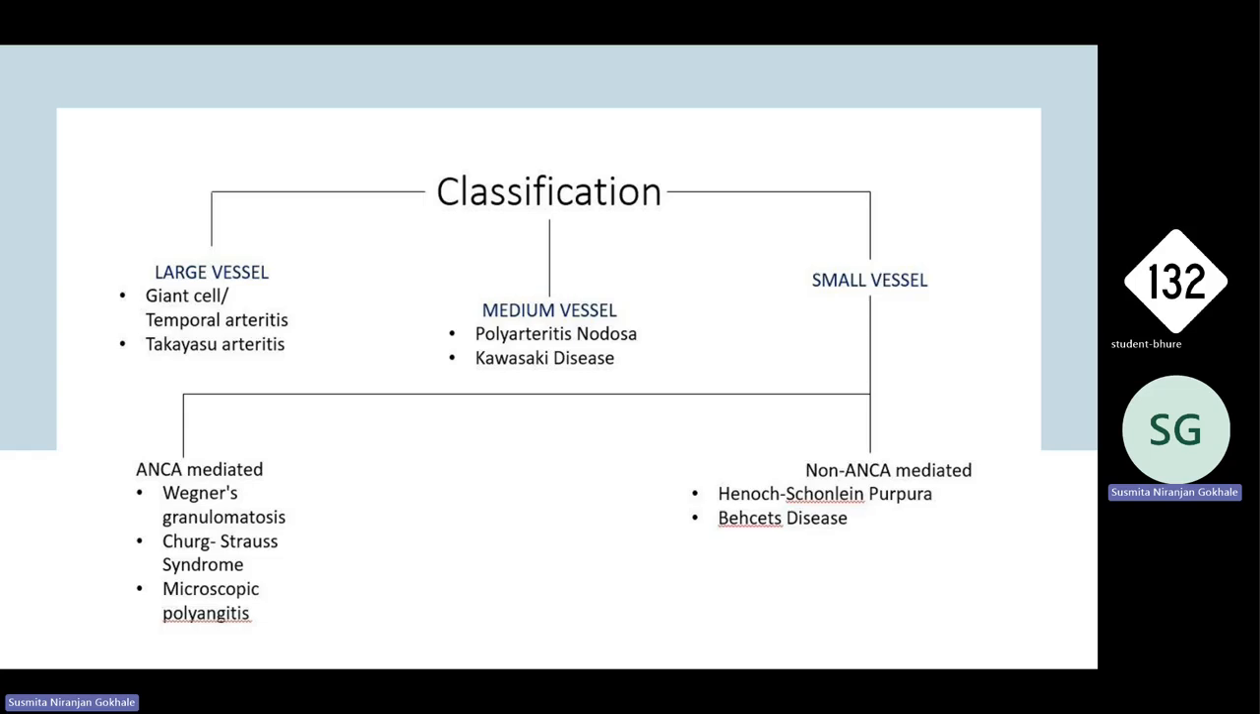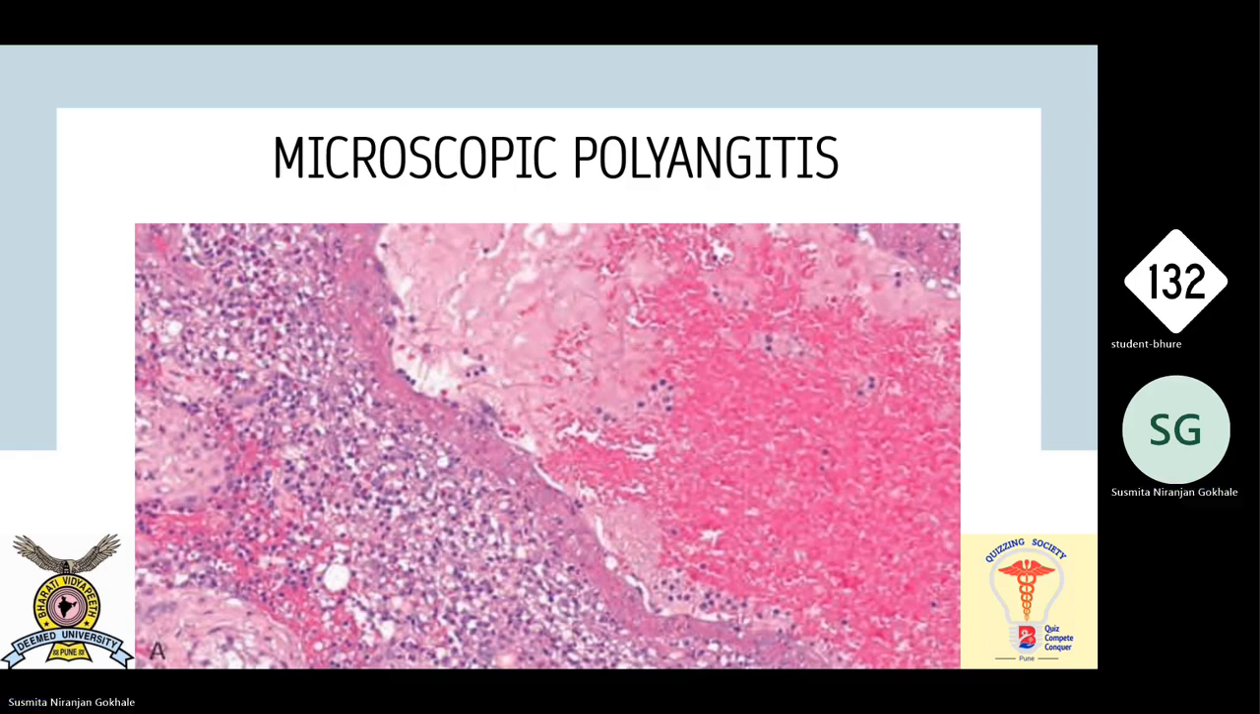Firstly, we'll see the ANCA-mediated arteritis. Firstly, we have microscopic polyangiitis. It is also known as leukocytoclastic polyangiitis. These lesions resemble PAN and show fibrinoid necrosis, which is light pink in color, as you can see. In this, all lesions are of the same age, unlike in PAN.